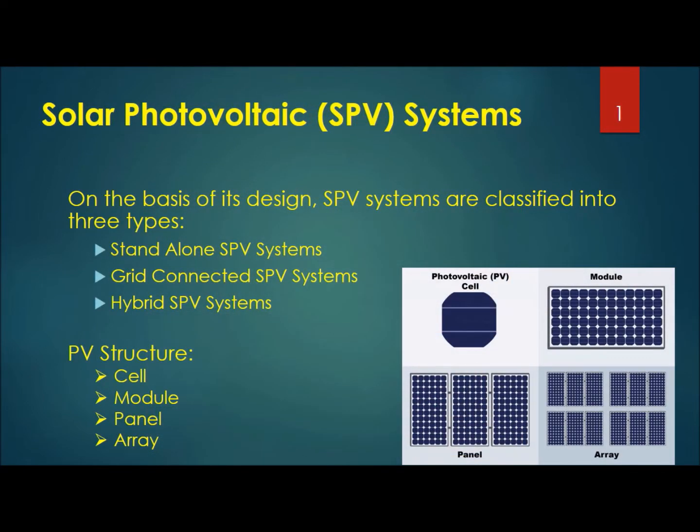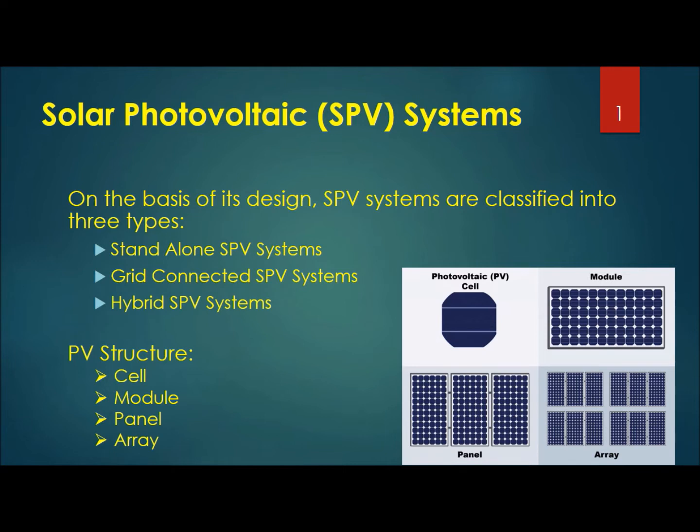Solar photovoltaic systems. On the basis of its design, solar photovoltaic systems are classified into three types. First is standalone SPV system, second is grid connected SPV system, and third is hybrid SPV system.